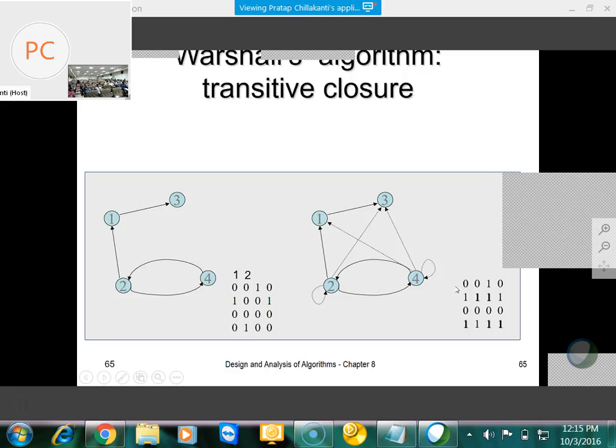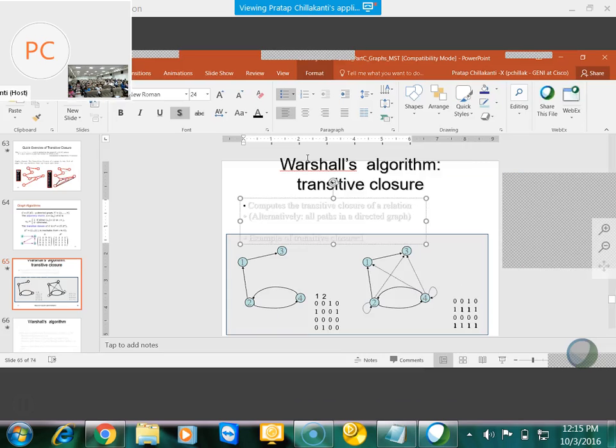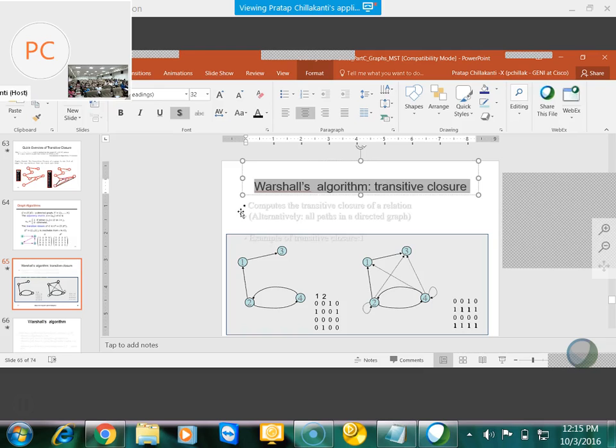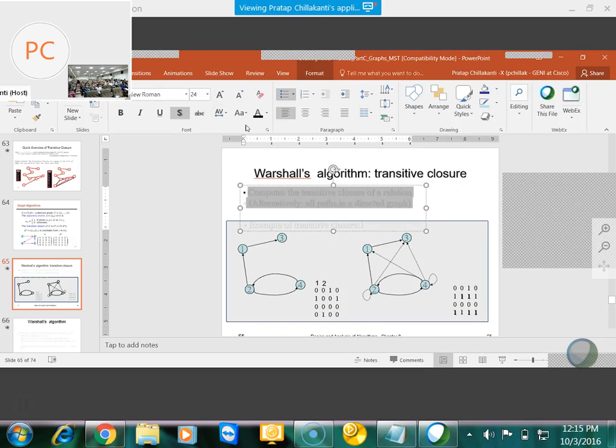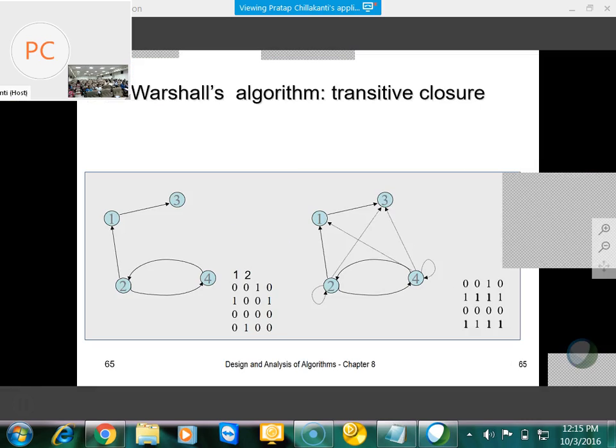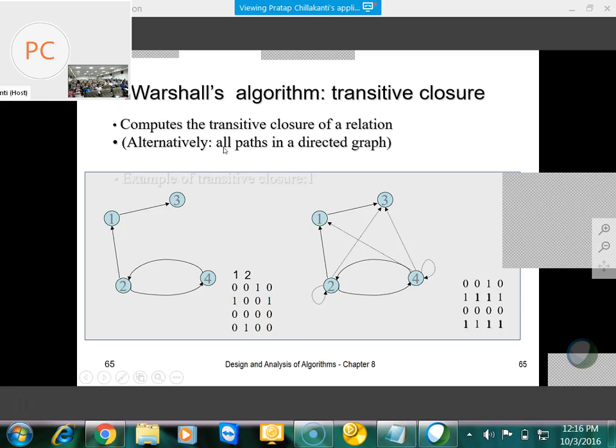Okay. Now there's an algorithm called Warshall's. Let me make this one small so that you can see it. There is Warshall's algorithm for transitive closure, where you are able to compute the transitive closure for a given graph. Looking at it in another way, it's basically nothing but all paths in a directed graph. So you can see the graph given.